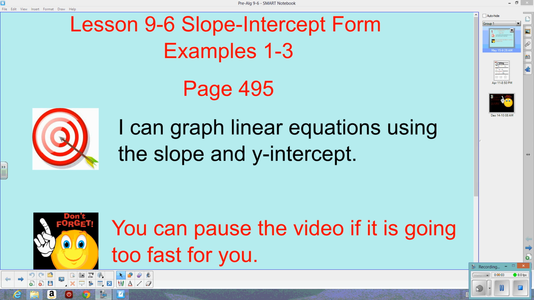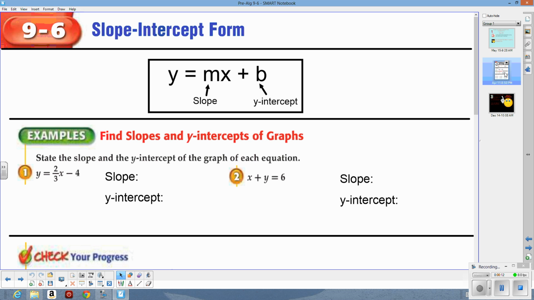In Lesson 9.6, you will graph linear equations using the slope and y-intercept. Slope-intercept form of an equation is y equals mx plus b, where m represents the slope, or rise over run, and b represents the y-intercept, or where it crosses the y-axis.